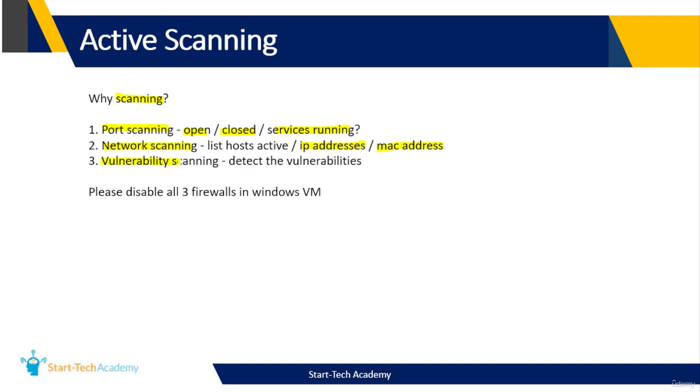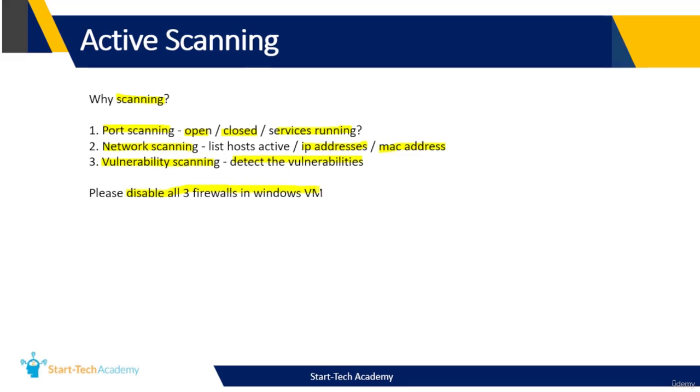We can also perform vulnerability scanning, in which we can detect the vulnerabilities of the platform or the network that you're scanning. So let us get on and do this. We'll do some hands-on exercises. Before we do the hands-on exercises, please make sure that you disable all the 3 firewalls in the Windows virtual machine before we perform hands-on. Let's jump in and let's use a tool called Nmap. Nmap is a tool used in Kali Linux, and we will be performing active scanning using Kali Linux.